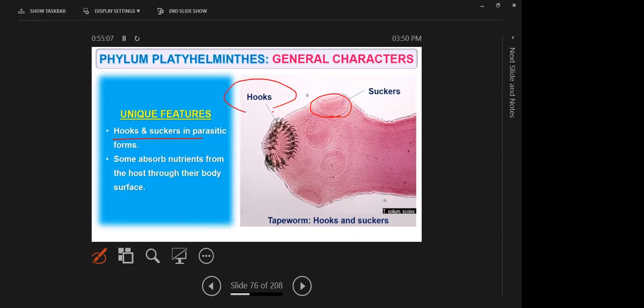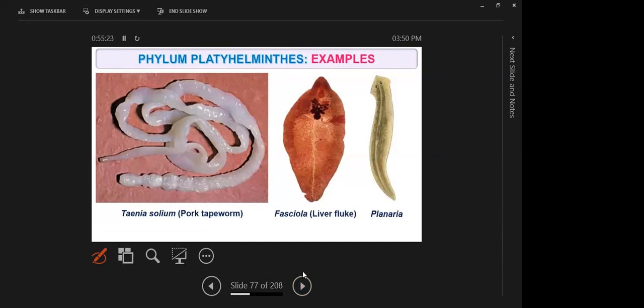Okay, so this is the hook. Hooks and suckers are the structures which help these platyhelminthes remain attached to the host body. The host is the victim, isn't it?